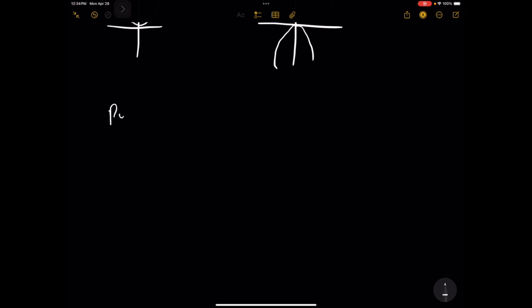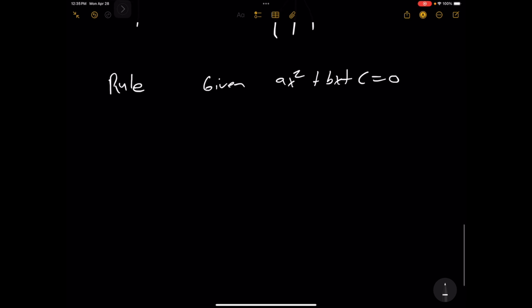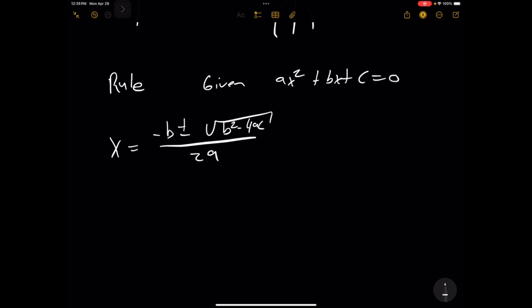Now a rule of thumb for quadratic functions is given ax squared plus bx plus c equals 0. We know that we can find roots of this function. This function will always have roots, but sometimes they won't be real. And when they're not real, they're a lot harder to factor. But we always have this nice formula, the quadratic formula, x equals negative b plus or minus the square root of b squared minus 4ac all over 2a. And we call that the quadratic formula.